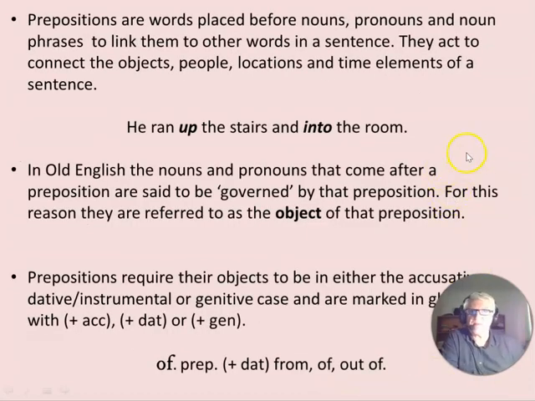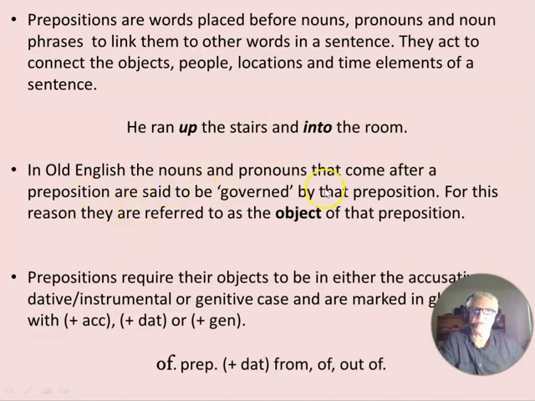Now, prepositions are words placed before nouns, pronouns, and noun phrases to link them to other words in a sentence. All of this I've just taken from previous videos on this channel, just as a bit of revision. They act to connect the objects, people, locations, and time elements of a sentence. He ran up the stairs and into the room. Up and into are prepositions.